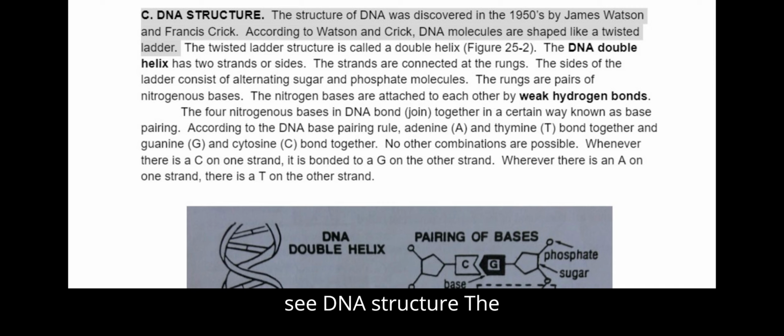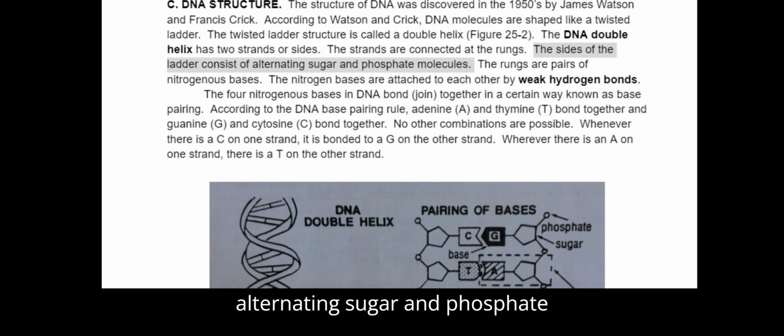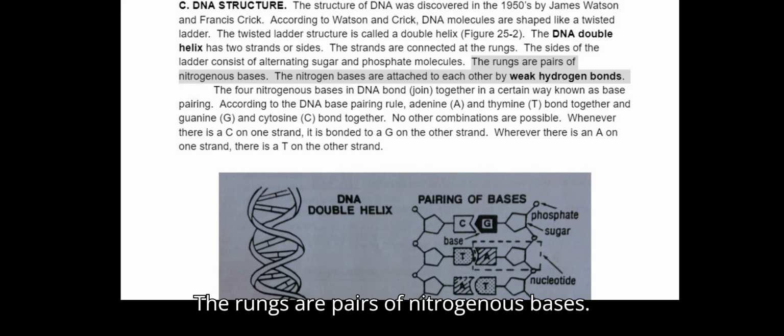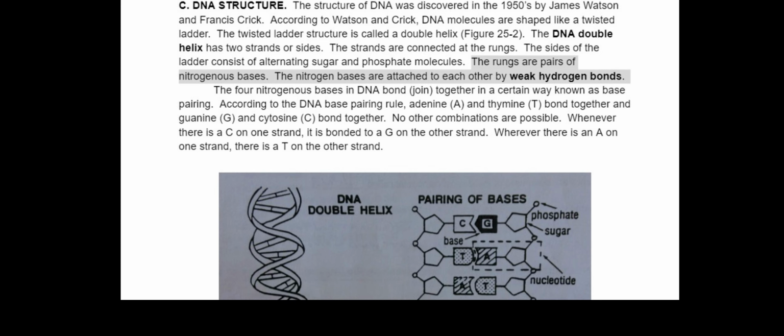C. DNA structure. The structure of DNA was discovered in the 1950s by James Watson and Francis Crick. According to Watson and Crick, DNA molecules are shaped like a twisted ladder. The twisted ladder structure is called a double helix, figure 25-2. The DNA double helix has two strands or sides. The strands are connected at the rungs. The sides of the ladder consist of alternating sugar and phosphate molecules. The rungs are pairs of nitrogenous bases. The nitrogen bases are attached to each other by weak hydrogen bonds.